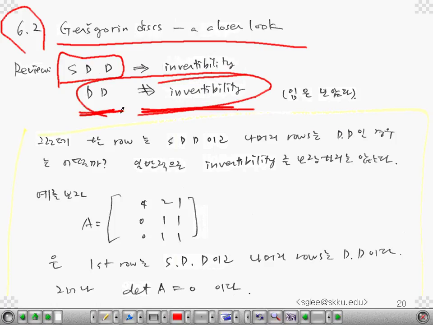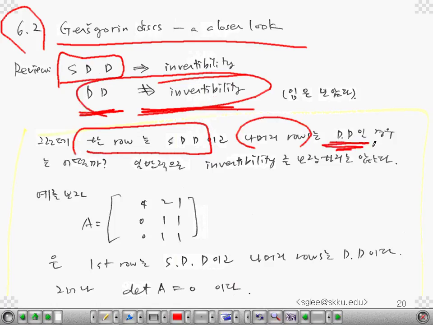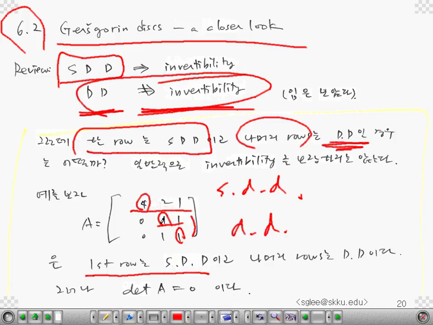Okay. Think about the other case. If one row is strictly diagonally dominant, and all other rows are just diagonally dominant, then what happens? Think about it. This first row is strictly diagonally dominant. But here, these two rows are just diagonally dominant. But as you see, what's the determinant of it? This is 0. As you see here, just diagonally dominant doesn't guarantee anything.